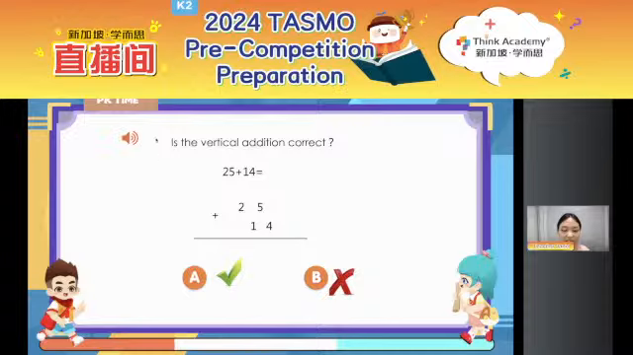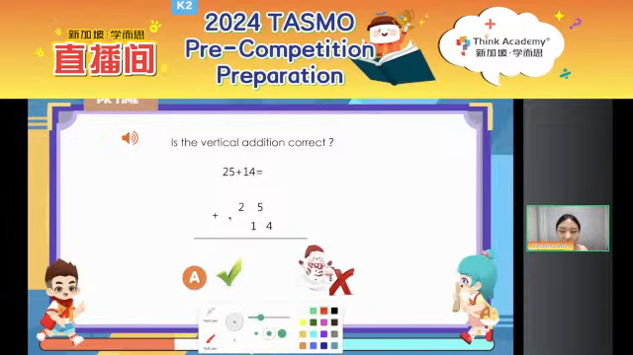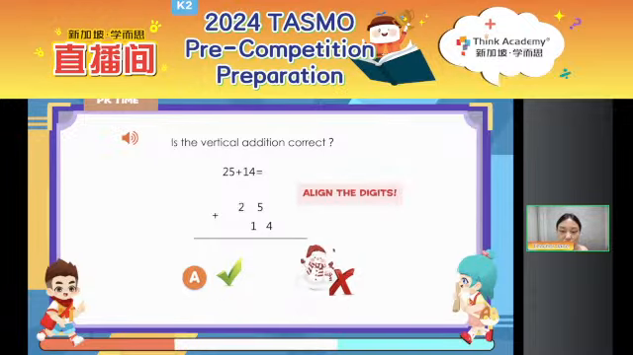Okay, this time it is wrong, everyone, because we can see we didn't align them, right? We need to make sure we align the digits, the tens with the tens, the ones with the ones. So for example, this one cannot be here, and we need to align the ones with the ones, right? So it should look like this. Good job, everyone. And then let's move on.